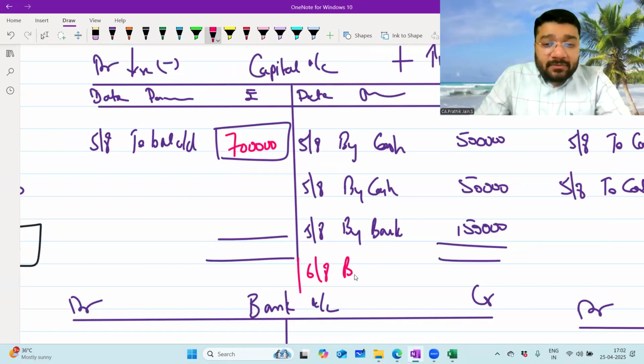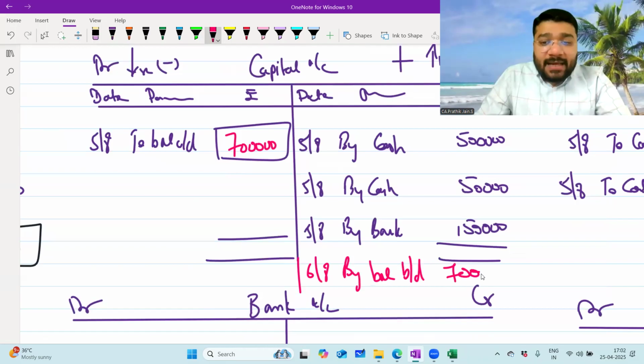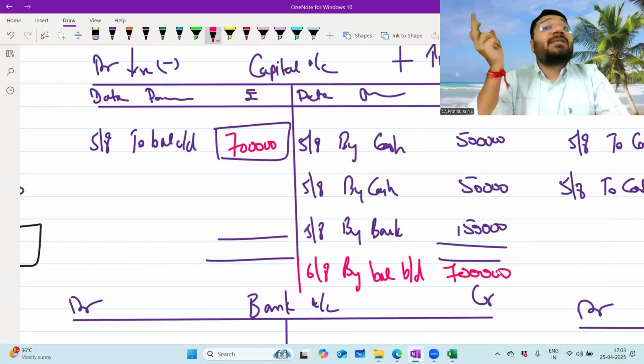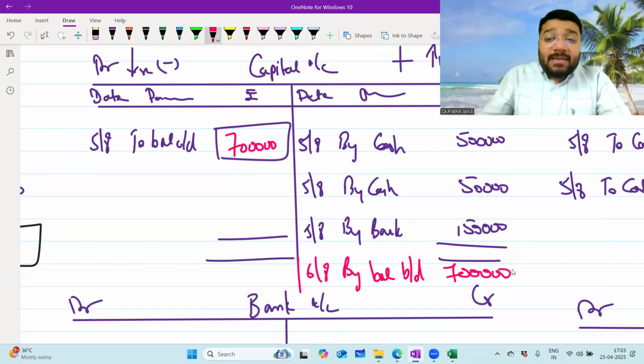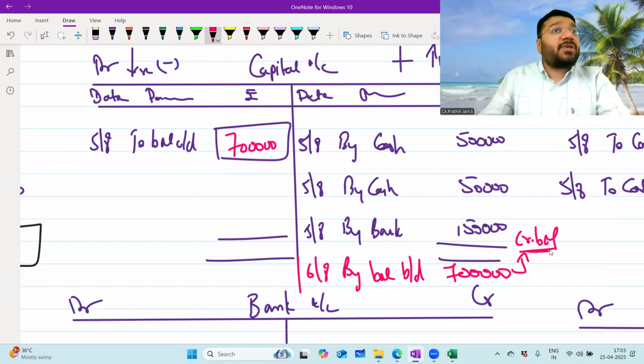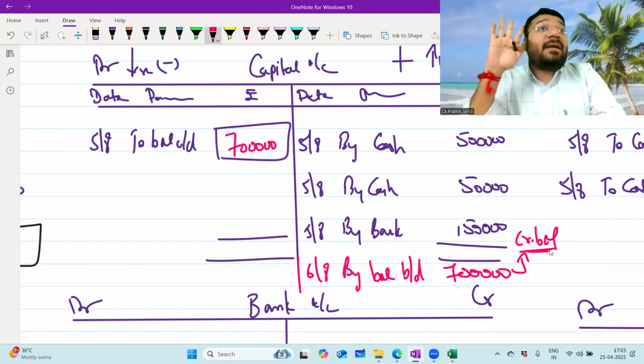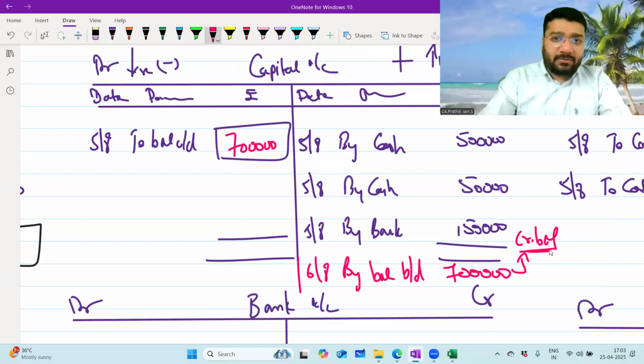6th of August. By balance brought down is how much? 7 lakh rupees. If any ledger is having the balance brought down on the credit side, then what balance does it have? It has got credit balance. All the ledgers having the credit balance will go to the credit column of the trial balance.